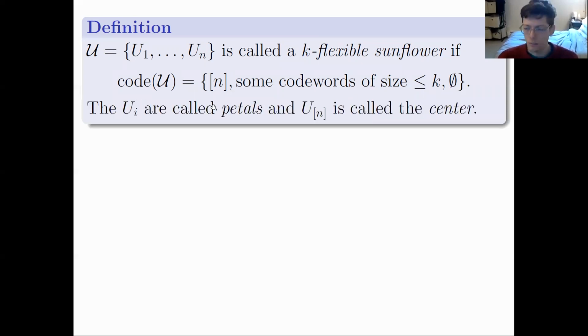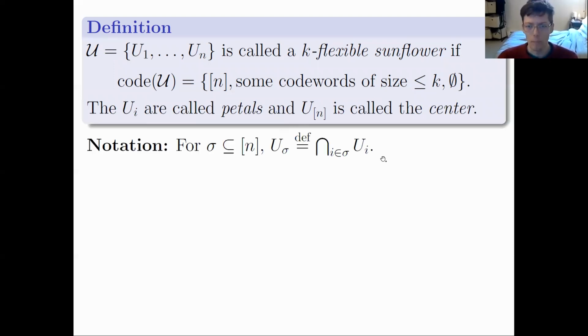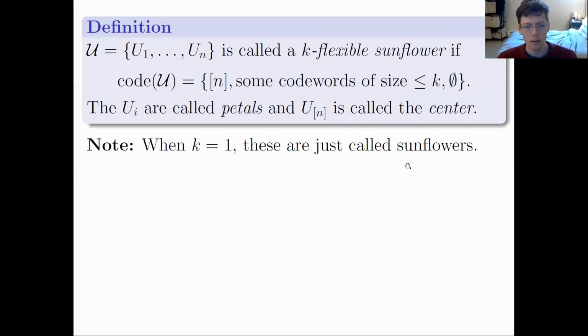And I'll call the sets in my collection petals. I'll call the region where they all intersect each other the center of my sunflower. And the notation I'm using here, if I have a set of indices sigma, U sub sigma is just the intersection of all the U_i's with i in sigma. So that's what U sub bracket n means. And if K is 1, I'll just call such an arrangement a sunflower.